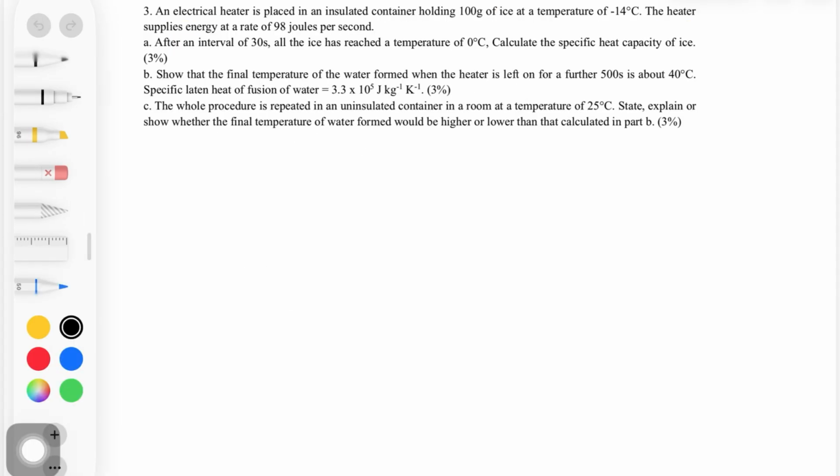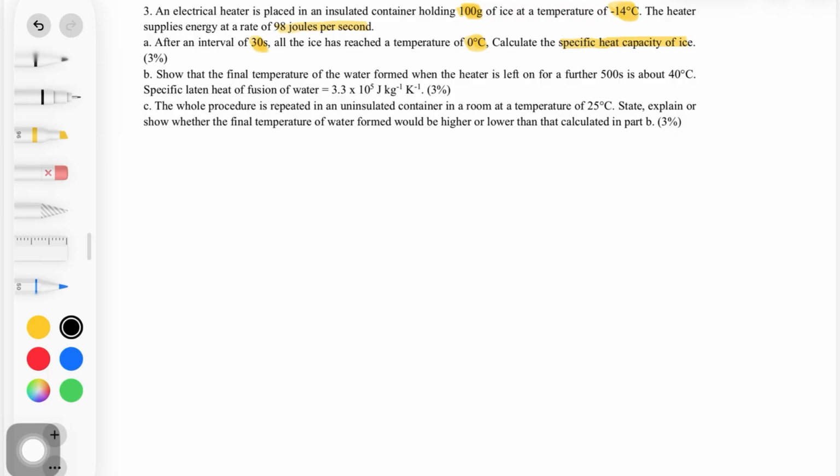Okay, let's continue with question number 3. Let us read the question. An electrical heater is placed in an insulated container holding 100 grams of ice with a temperature of negative 14 degrees C. The heater is supplied energy at the rate of 98 joules per second. After an interval of 30 seconds, it reaches a temperature of 0. Calculate the specific heat capacity of ice.